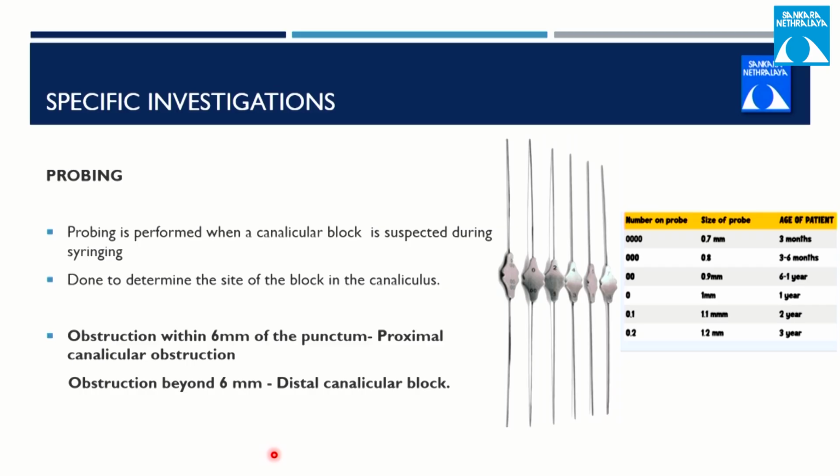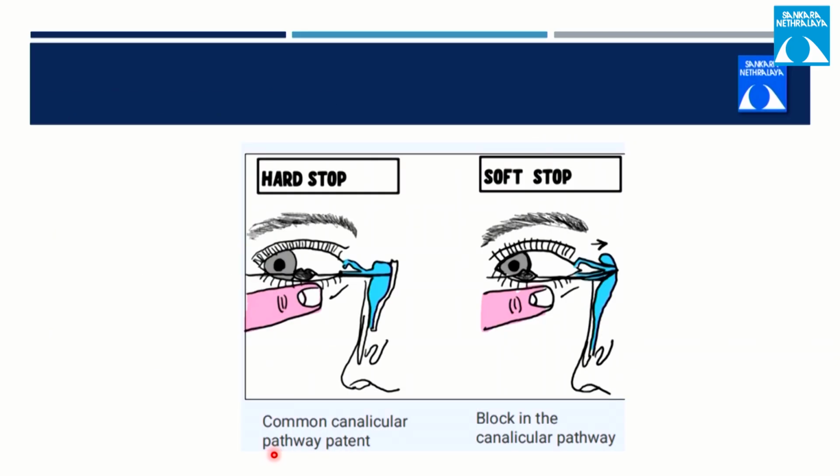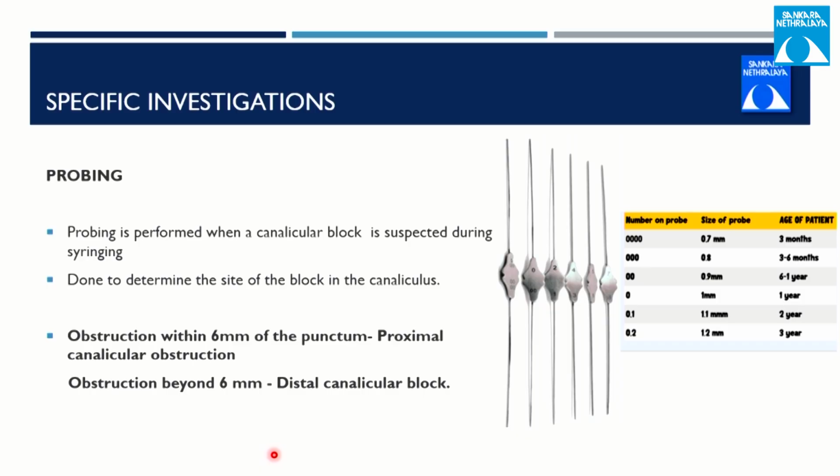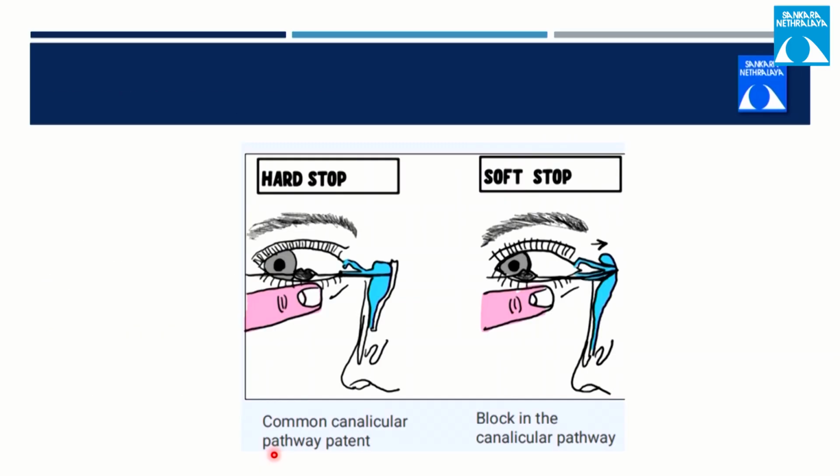Obstruction beyond 6 millimeter is a distal canalicular block. Now, hard stop and soft stop. Can you go back to the probing? Are you explaining the syringing findings more than that? There's another slide now. So in a canalicular block, what will be your syringing finding?